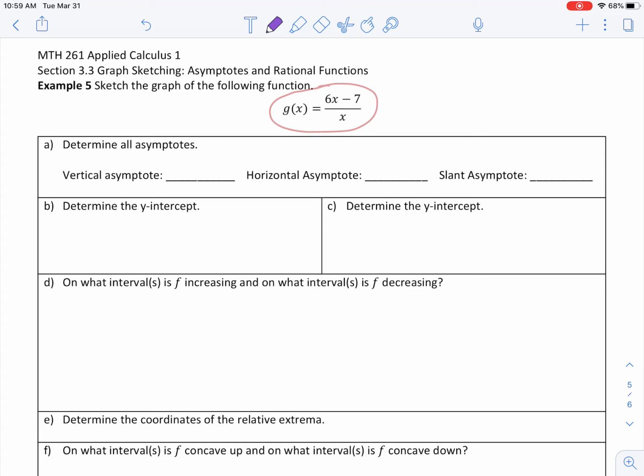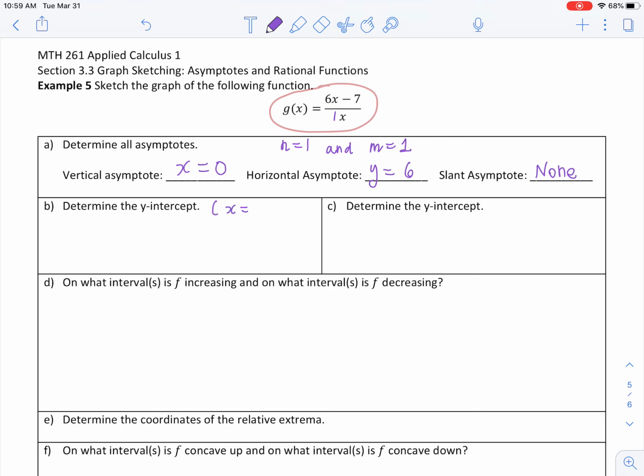We have 6x minus 7 over x. We know that we have a vertical asymptote at x equals 0 because that's going to make the denominator 0. Now, horizontal asymptote: since the degree of the numerator, n equals 1, and m, the degree of the denominator, is also equal to 1, the ratio of the leading coefficients is going to be that horizontal asymptote. The leading coefficients are 6 and 1, so we have a horizontal asymptote at y equals 6. Since the degrees of the denominator and the numerator are exactly the same, we're not going to have a slant asymptote. So none for slant asymptote.